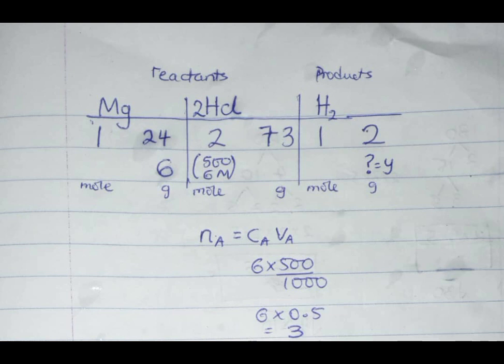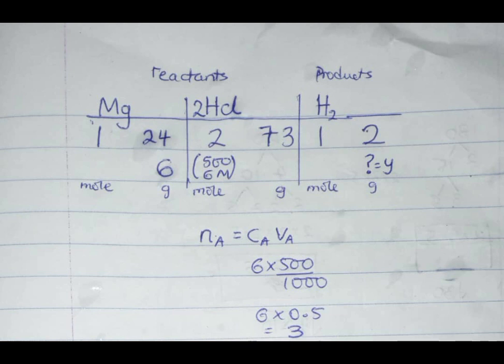So the standard mole from the chemical equation is 1 mole of magnesium, which will be 24 grams, then 2 moles of HCl. Everything is 35.5 for chlorine plus 1, that's 36.5 times the 2 moles. The 2 moles will make it 73. Then the hydrogen is 1 mole, but because it's diatomic, the mass will be 2. So that is the standard.